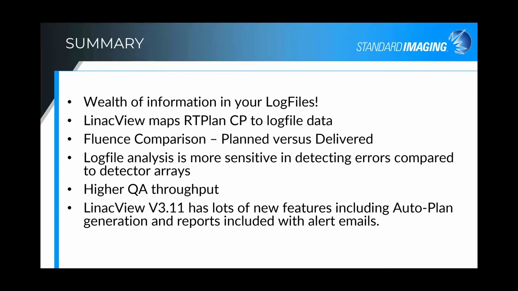So in summary, I hope I've convinced you that there's a wealth of information in your log files. I've given you just a little bit of information about how LinacView maps these RT plan control points to log file data, and then how we take that comparative information and do a fluence comparison with it. And next, that log file analysis is more sensitive in detecting errors compared to detector arrays, based on the plan delivery. You can have a higher QA throughput because you don't have to take the time to deliver the plan again and set up a detector array. And LinacView version 3.11 has lots of new features, including auto plan generation and those reports included with the email alerts.